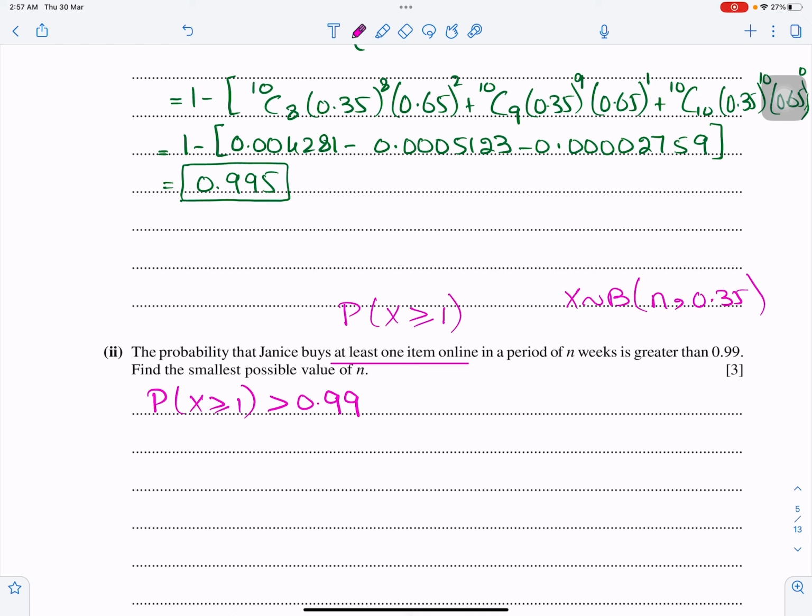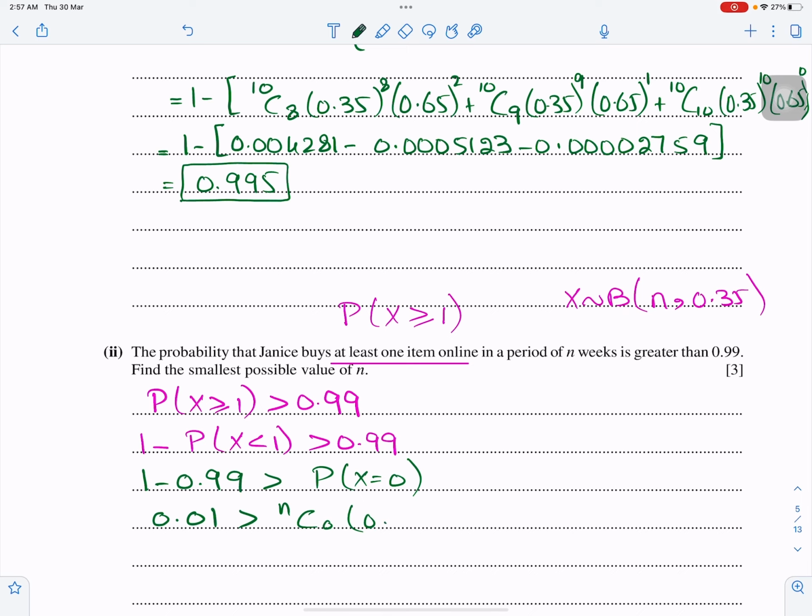Now we don't know the number of trials, so we don't know 1, 2, 3, 4 going till where. So we do it the other way around. We do 1 minus the probability of X less than 1. Okay, we take the reverse of it. So now it will be 1 minus 0.99, just manipulation, and I'm taking it to the other side. Now X less than 1 means X equals 0, right? So now this is 0.01, and here I will apply the formula, which is nC0, 0.35 power 0, 0.65 power n minus 0.